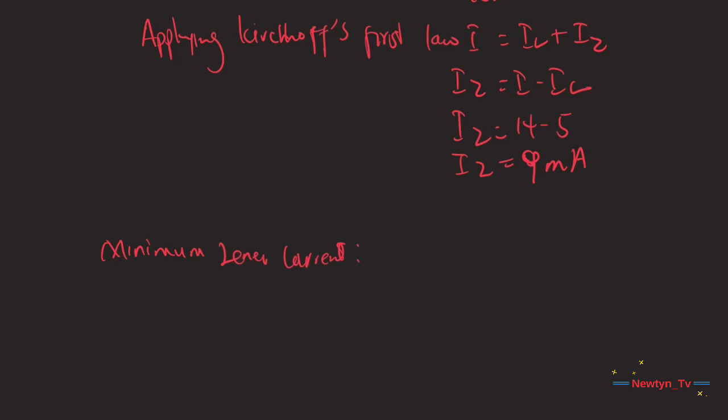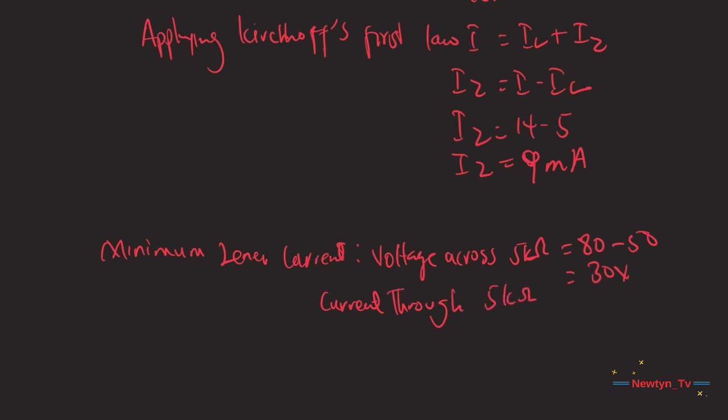So for the minimum Zener current, the Zener will conduct minimum current when the input voltage, which is the 80 volt, falls under this condition. So we will have the voltage across 5 kilo ohms equal to 80 minus 50, which will be equal to 30 volts. Then we'll have the current through the 5 kilo ohms, which will be the I, 30 volts divided by the 5 kilo ohms. And that will give us 6 milliampere.